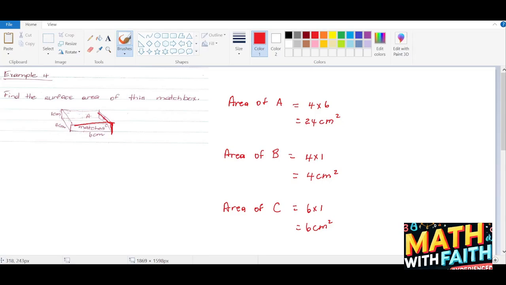So we find the area of all the faces. In this case, we only needed to find 3 because the other areas matched, right? So the top matches the bottom, the front matches the back, the sides both match. So we just multiply it by 2 to get all 6 areas, right? And that's how we find surface area.